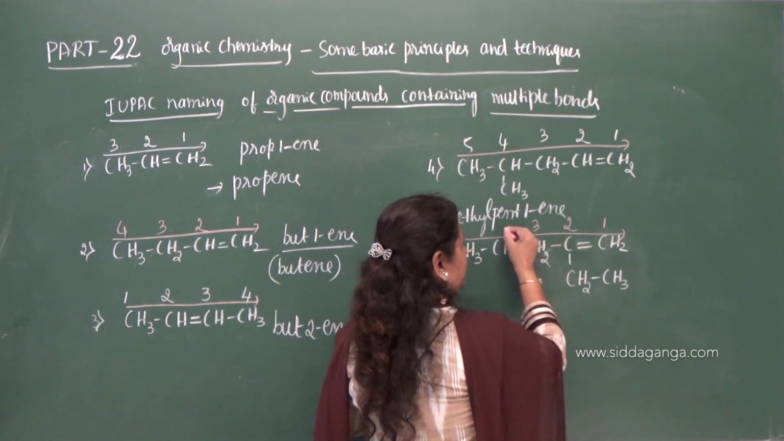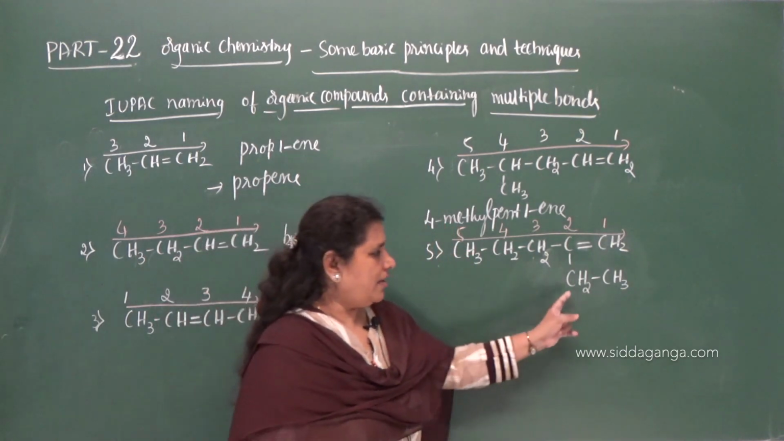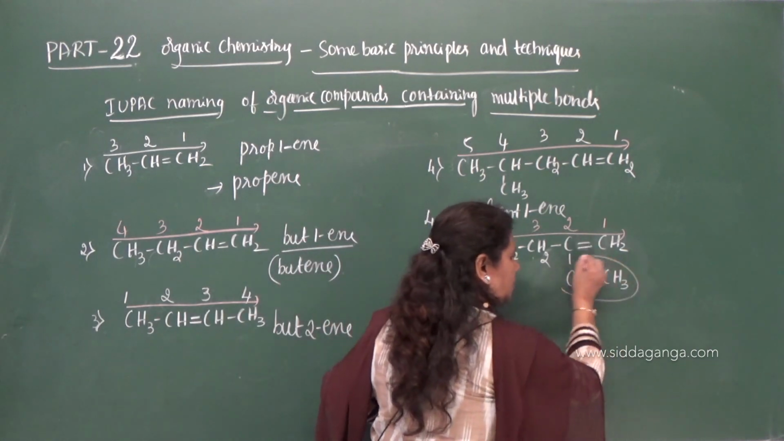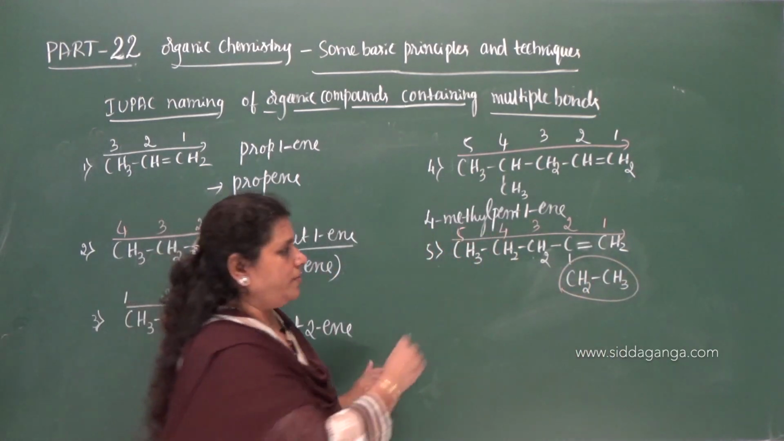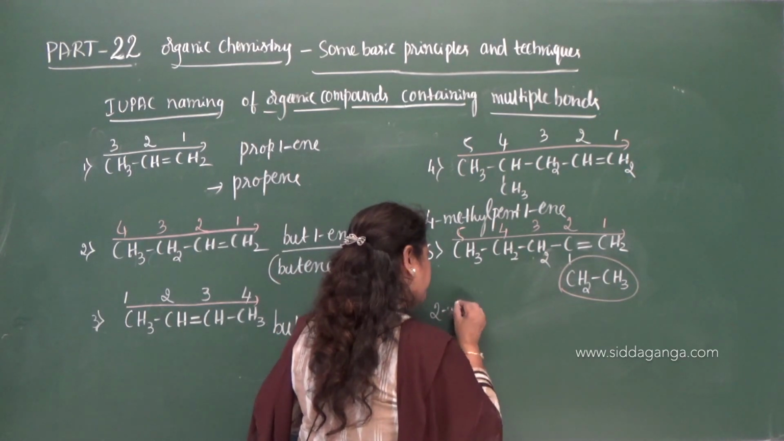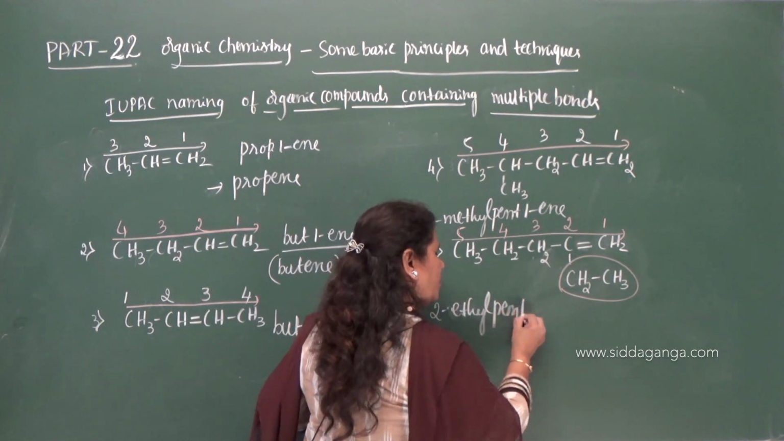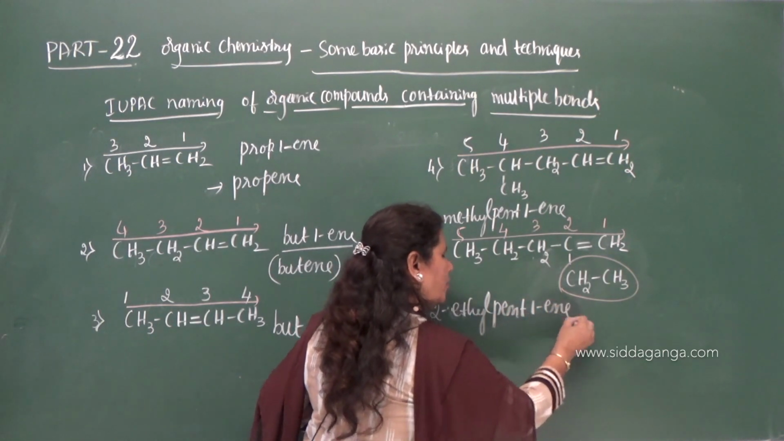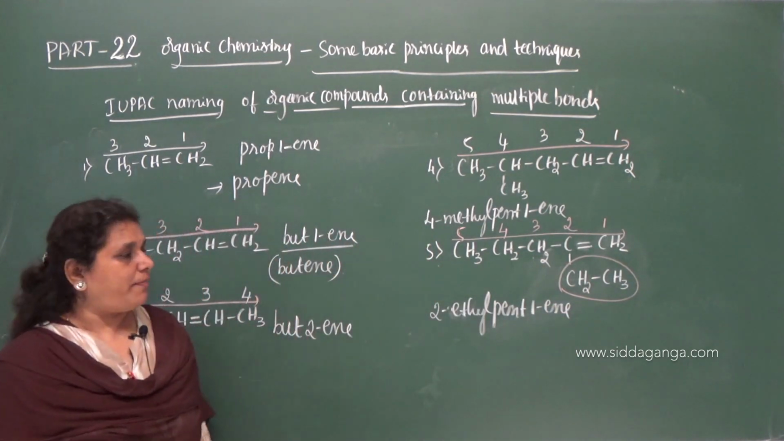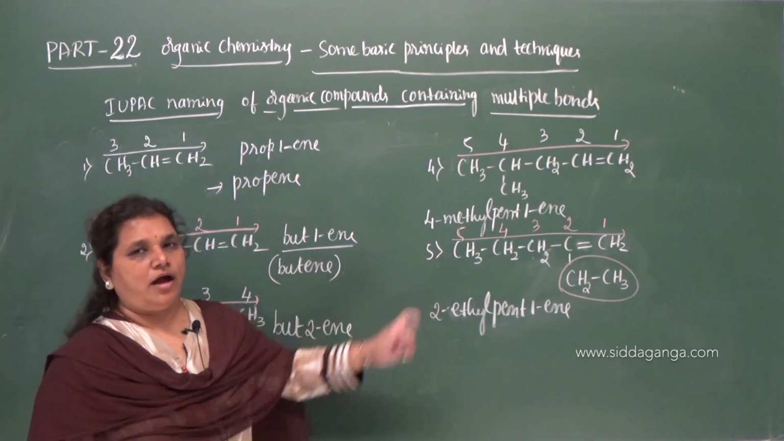1, 2, 3, 4, 5. Is it containing a prefix? Yes. Here is a substituent group. What is this substituent group? This substituent group is an ethyl substituent group. Therefore, what is the name? 2-ethyl. Pent is the root word. 1-ene. 2-ethyl pent 1-ene is the IUPAC name for this alkene.